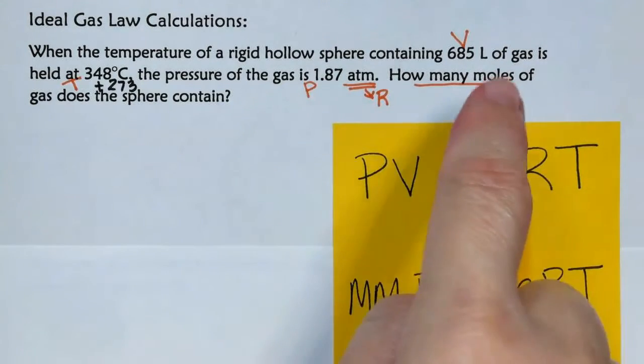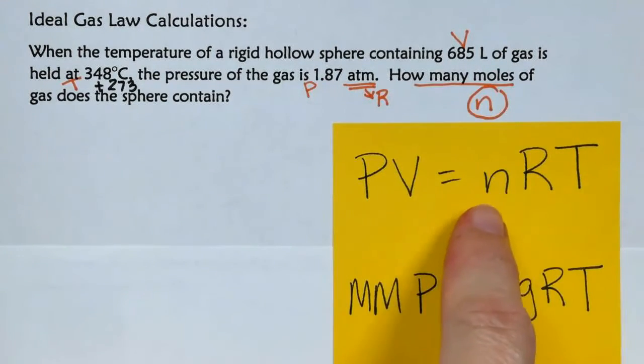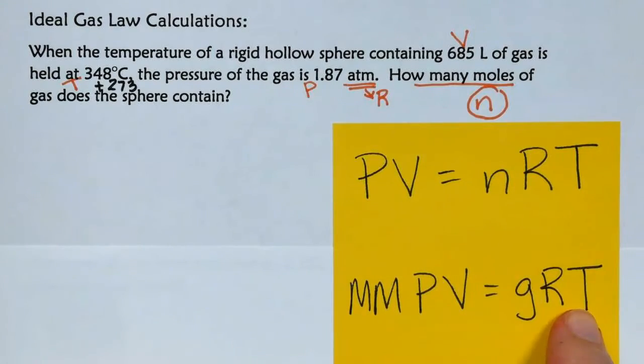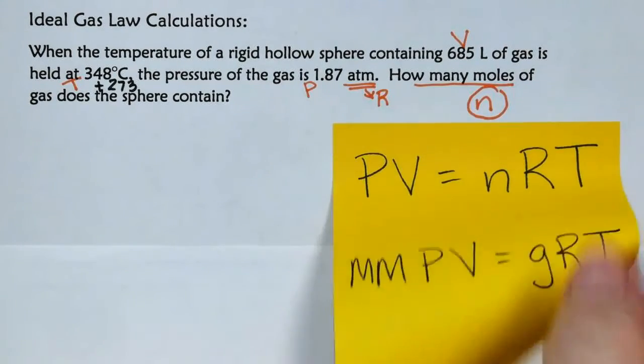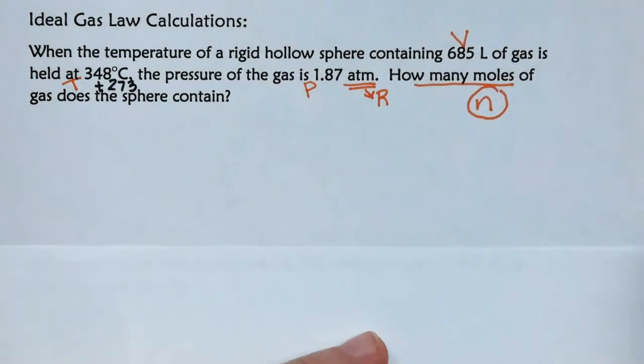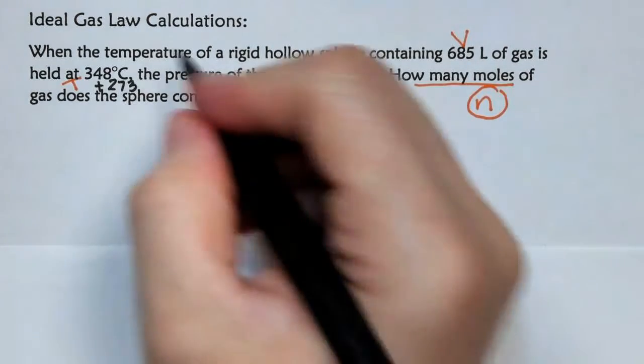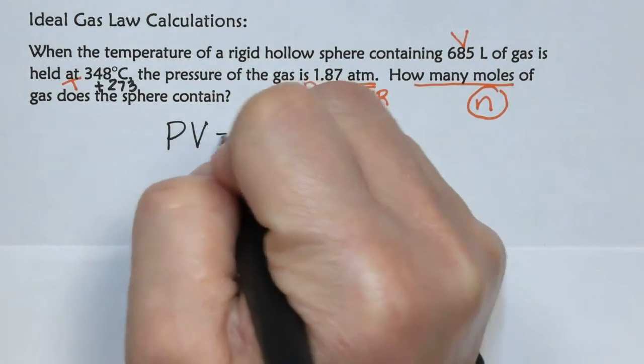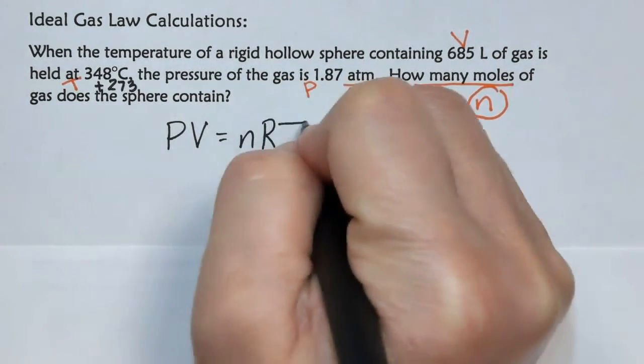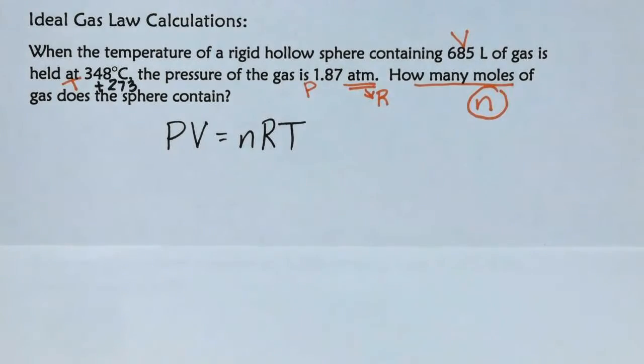So notice that we have moles, and when you have moles, you want to use this first equation. If you see grams, you want to use this second equation. So we're going to use PV equals nRT. So my equation is PV equals nRT. I'm going to go ahead and plug in the values that I've been given.